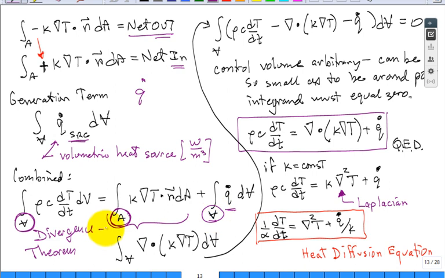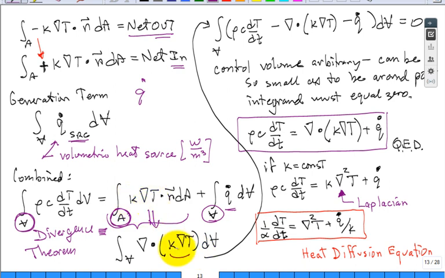What theorem? Ever heard of the divergence theorem? Absolutely. There were a bunch of other theorems in mechanical engineering we don't make much use of. You can look at them, but electricals make more use of them. This is the one in mechanical we like to use a lot, the divergence theorem, which says I can convert an area integral to a volume integral if I take the divergence of the integrand, that's why they call it the divergence theorem. And what is that?